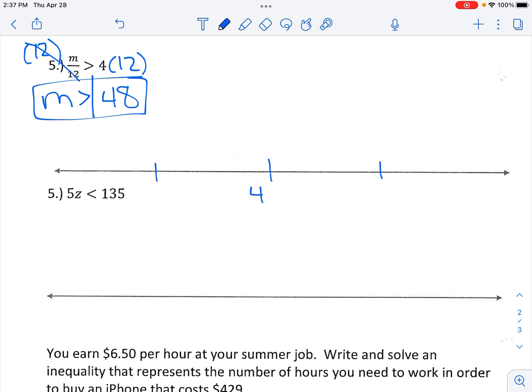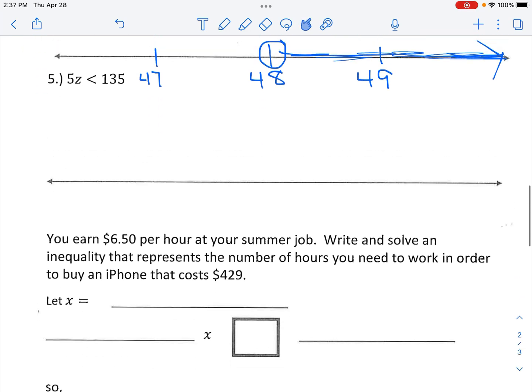Put 48 in the middle, 49 to the right, 47 to the left. Open circle at 48. That line is going to get darkened going to the right. So we're looking for any number that's greater than 48.